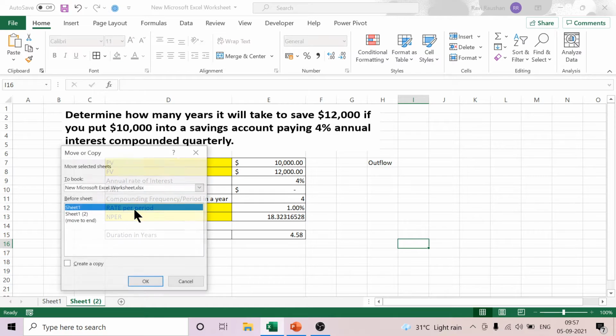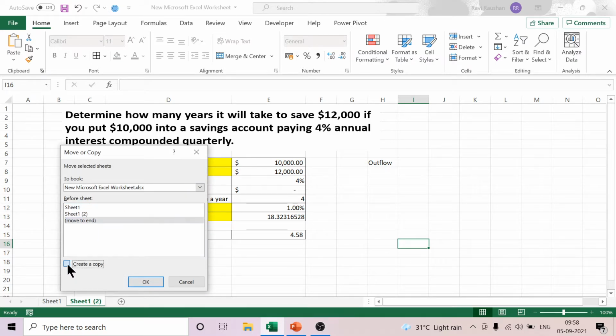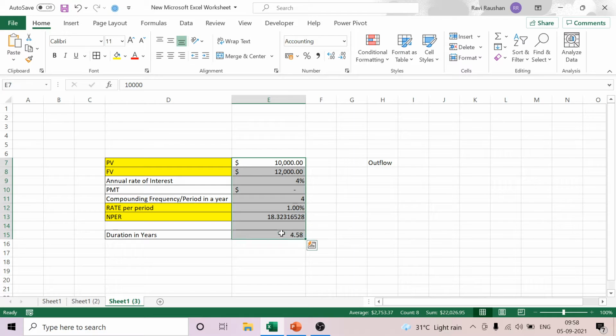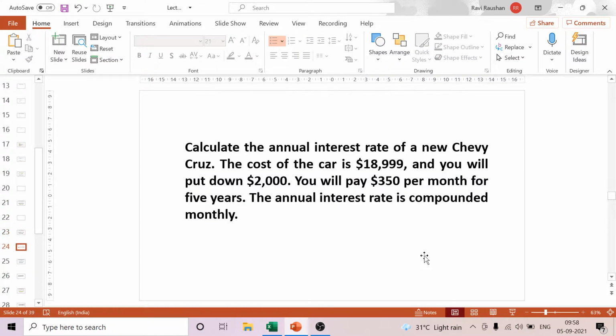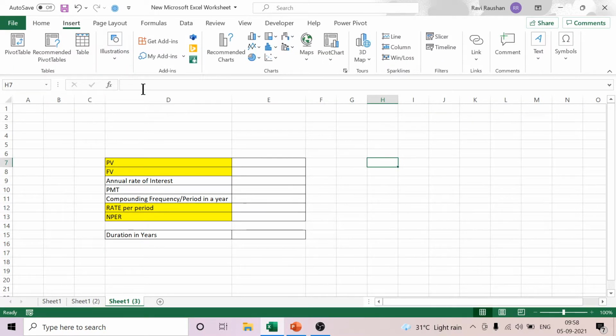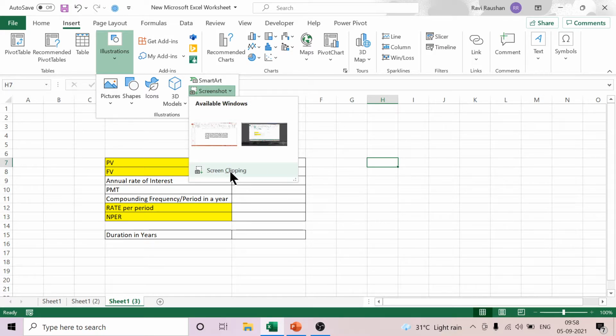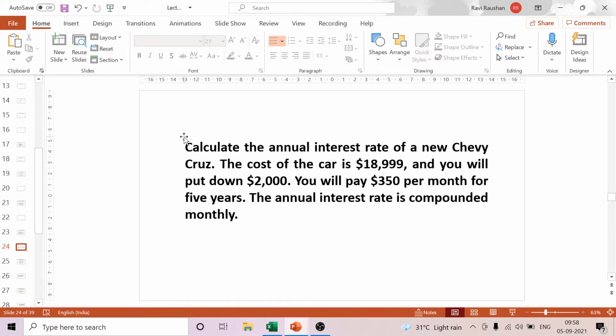Alright. So again I move and copy, I move to the end, I pick up another problem. Let us see, I delete everything here. Let me pick up another problem. Okay. Now let us do this one quickly. I come to Insert, I come to Illustration, I pick up the data again.